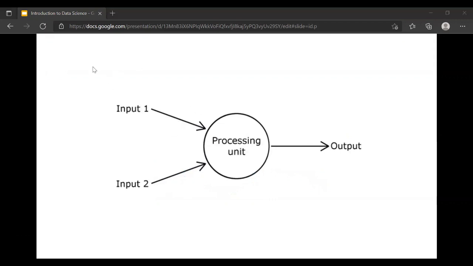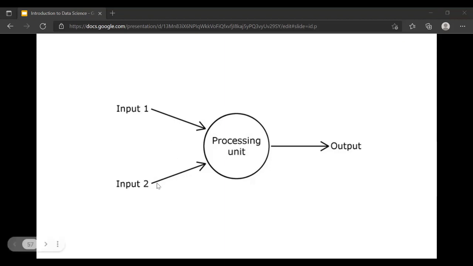So we basically have n different inputs. Okay. It's not just limited to two. We've just simplified it. Let's say we had two different inputs. And then there is a processing unit in between, which is basically going to do some processing based on the values from input one and input two. And it gives an output.